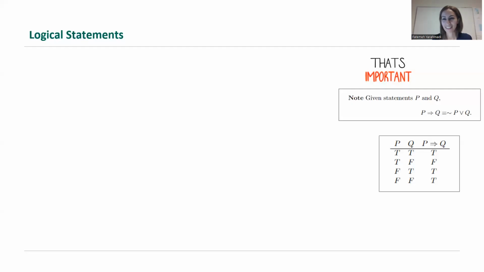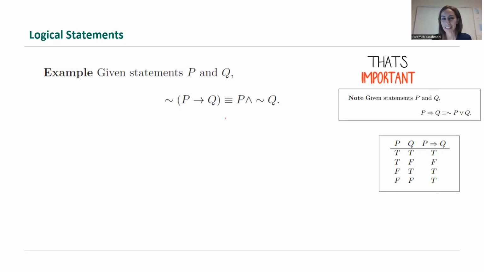Welcome back, everyone. So far we talked about the truth table for P then Q. We just showed that P then Q is the same as not P or Q. Now I expect you to ask, what is the negation of P then Q? We're going to form the truth table and check to see if the negation of P then Q is equivalent to P and not Q.